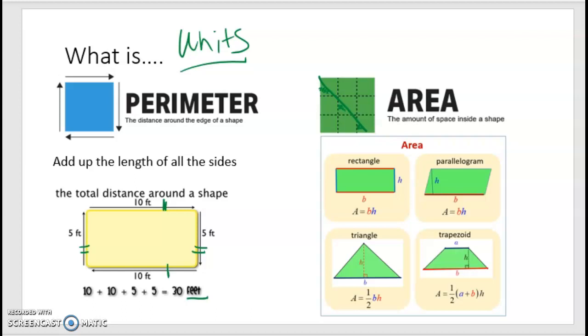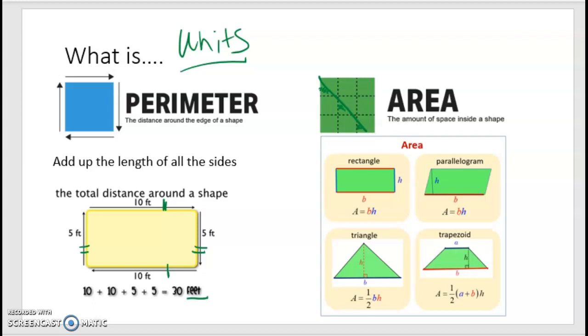So for a rectangle, the area is the base times the height. For a parallelogram, area again, base times height. Now the height is the vertical drop or the altitude of the parallelogram because a parallelogram has a slanted side, so we want the straight vertical side to find the height. A triangle is 1/2 the base times the height, again finding that vertical drop. And then for a trapezoid, we have 1/2 times the addition of both of the bases of the trapezoid times the height.